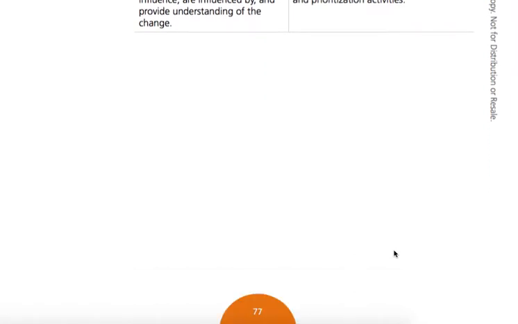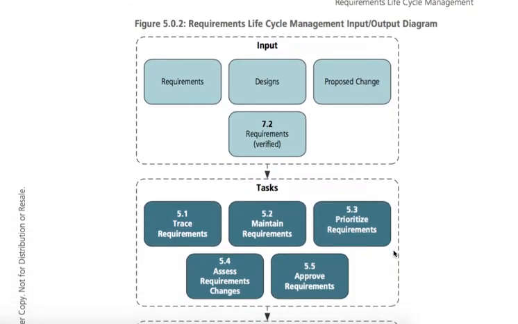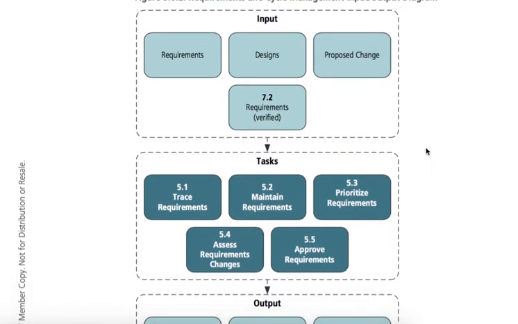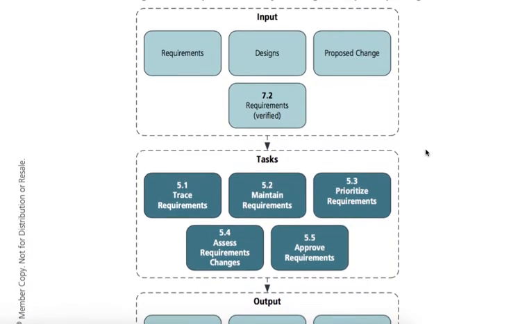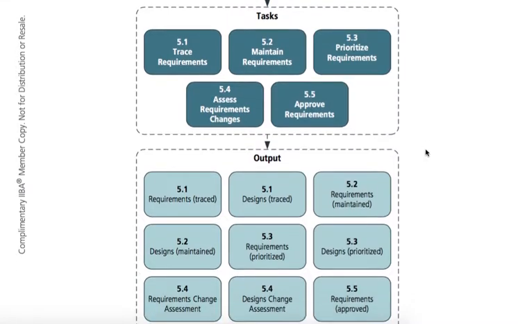Let us go to the next level. This is the overall diagram mentioned here, the requirement lifecycle management input and output diagram. Here, you see the input requirements, design, proposed changes, and the requirements which are verified. So these are your inputs, and these are the outputs.